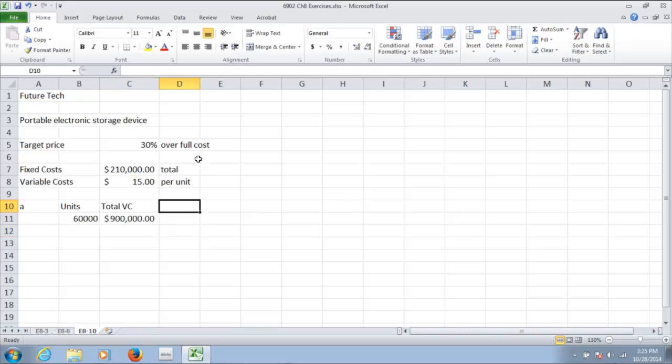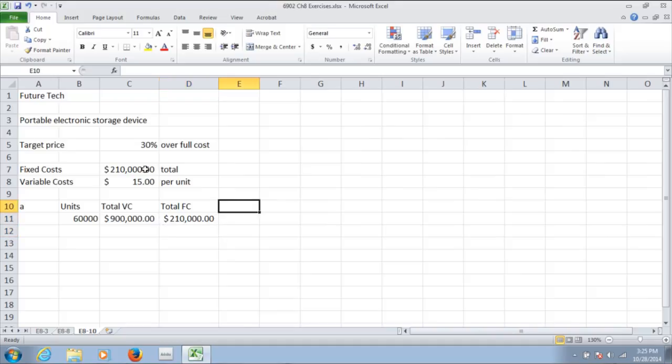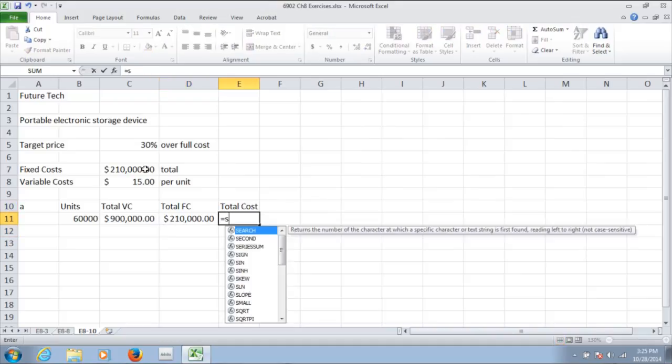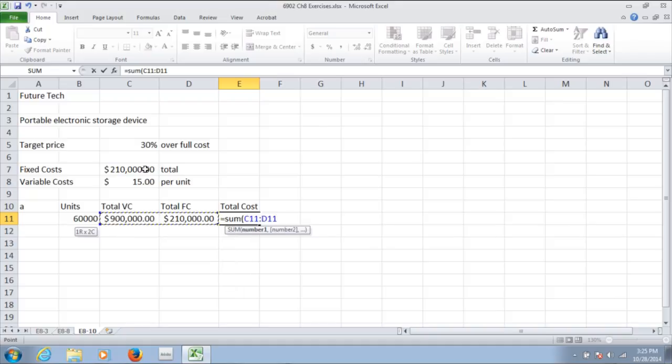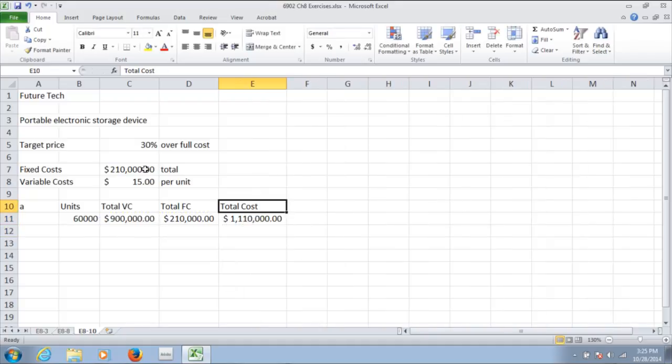We have our fixed cost, which was given before at 210,000. So our total cost will just be the sum of these two, or 1,110,000. So then what we have to do, in order to put this on a per unit basis, is find our total cost per unit. We would divide that 1,110,000 by the 60,000 units to give $18.50.